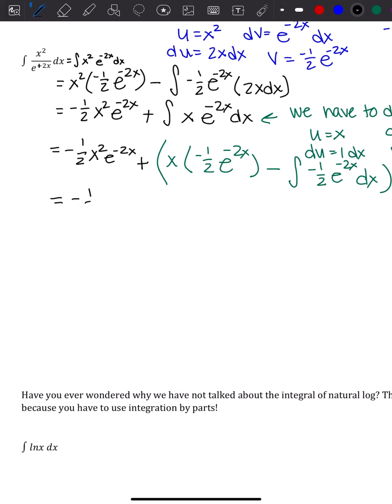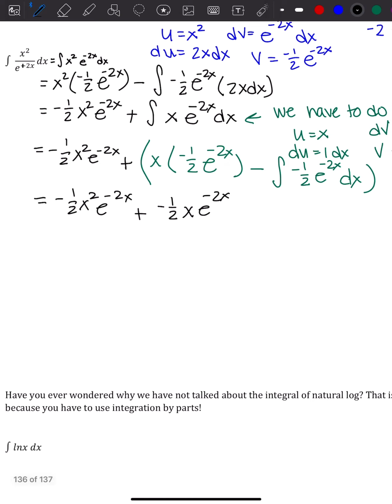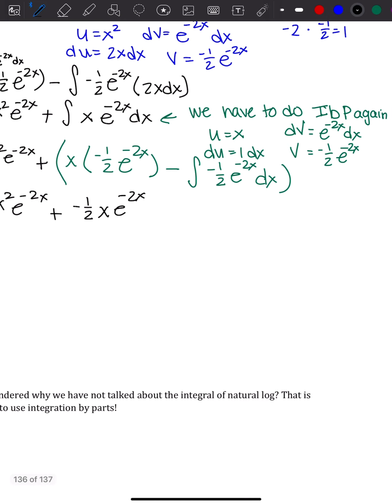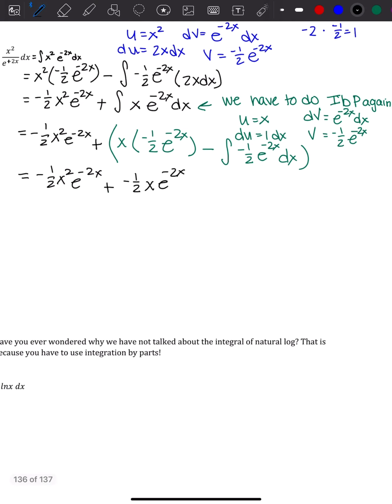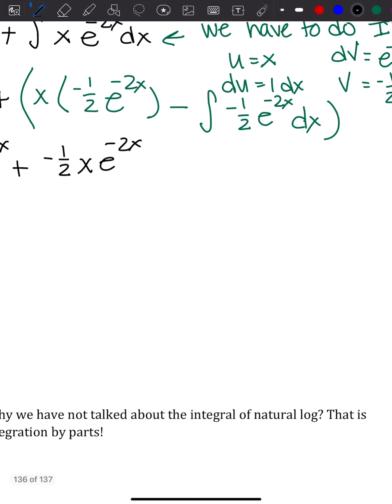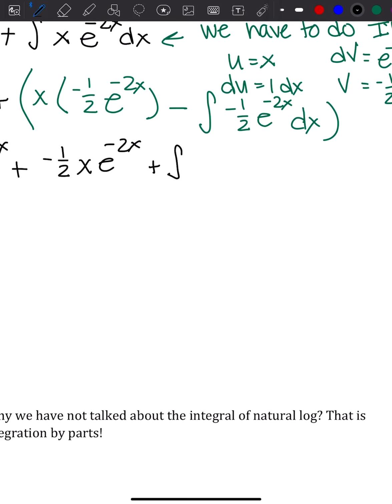I have negative 1/2 x squared e to the negative 2x plus negative 1/2 x e to the negative 2x. Very similar. The only difference is one's x squared, the other one's x to the first. And then we are going to pull out this negative 1/2 as a coefficient. We have minus a negative, so we're going to be adding. So plus the integral of e to the negative 2x dx.